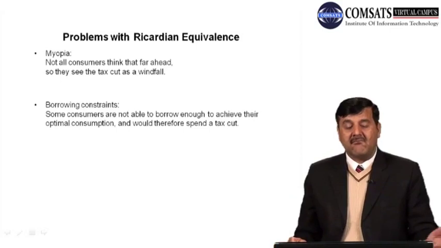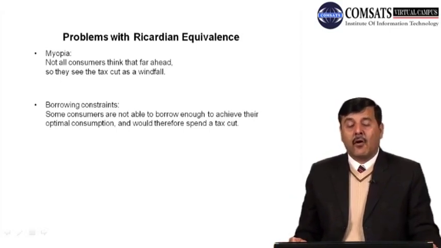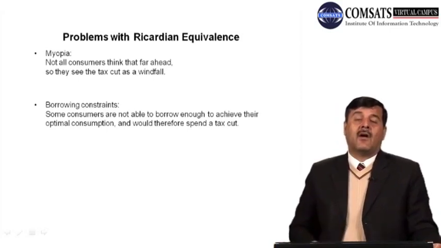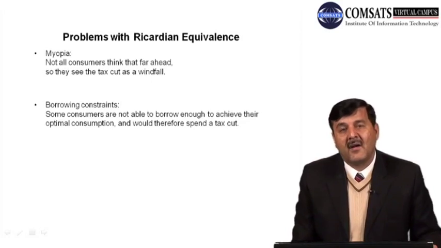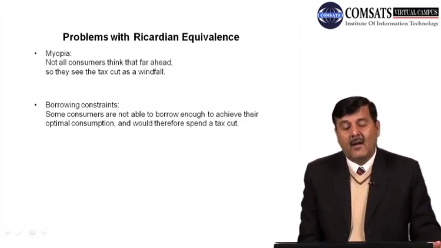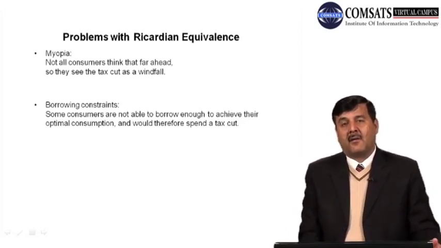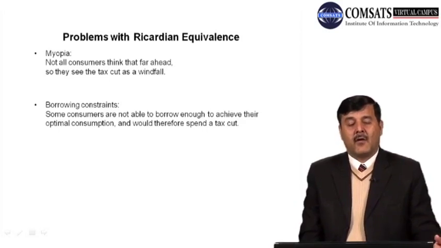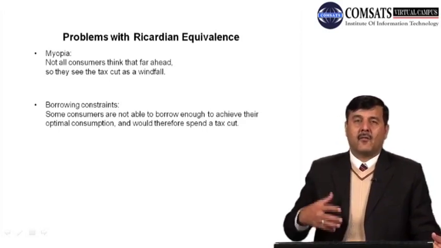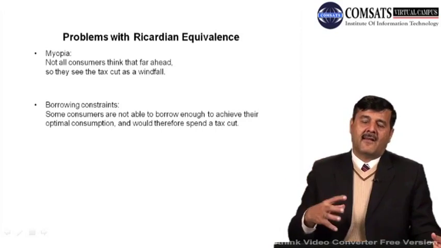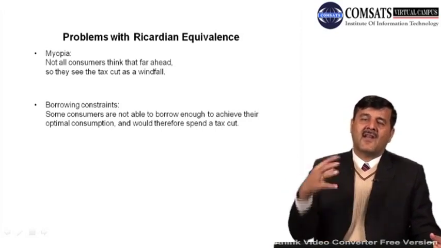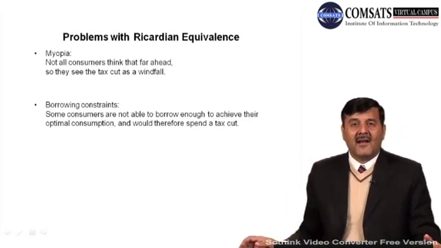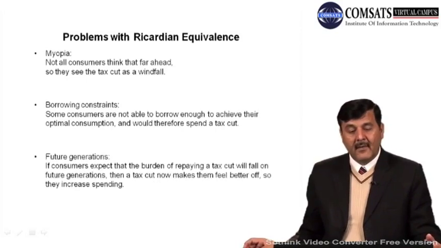So borrowing constraint. Some consumers are not able to borrow enough to achieve their optimal consumption, and would therefore spend a tax cut. So बहुत सारे लोग जो ऐसे होते हैं जिनमें capabilities, they are not in a position to borrow to achieve their full optimal consumption. अपनी consumption को smooth चलाने के लिए वो borrowing नहीं कर सकते, तो फिर क्या करेंगे? जो tax cut से उनकी income में तब्दीली आई है उसको इस्तेमाल करेंगे to achieve optimal consumption.